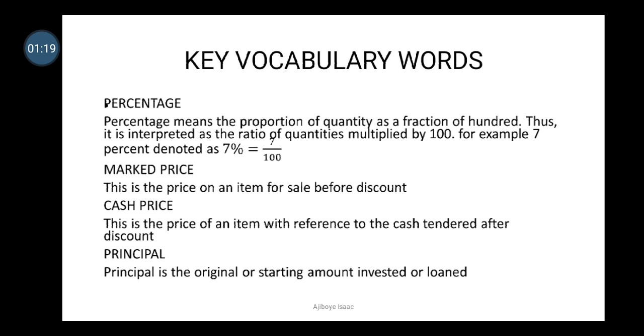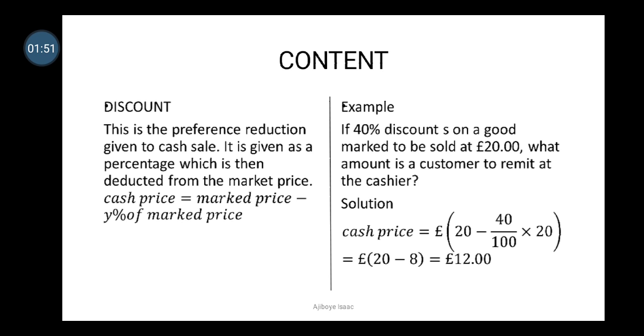Marked price again. For instance, you go to a store, you can see a price tag on the item. That's the marked price. That is the price they want to sell it. But it's possible that there's a discount on such an item. It means that you find the discount and deduct it from that marked price, which gives the cash you're going to tender at the cashier. I'm sure some of you at one point or the other must have engaged in something like that. But we want to see the mathematical interpretation of all of this.